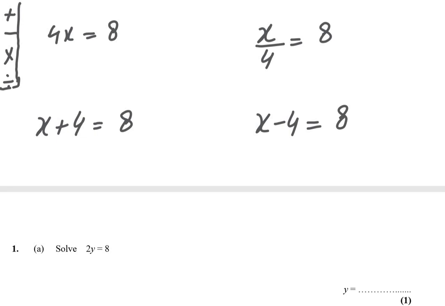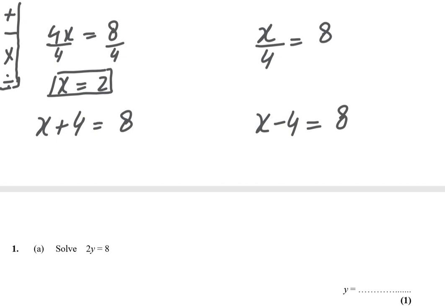What is the opposite of times? Divide. So to find x, we're gonna divide by 4 on both sides. I'm gonna divide by 4 here, and divide by 4 here as well. So this is going to be cancelled, and x is going to be 2. Easy peasy, guys. Makes sense?